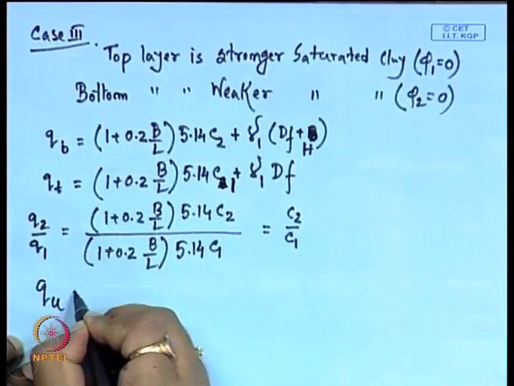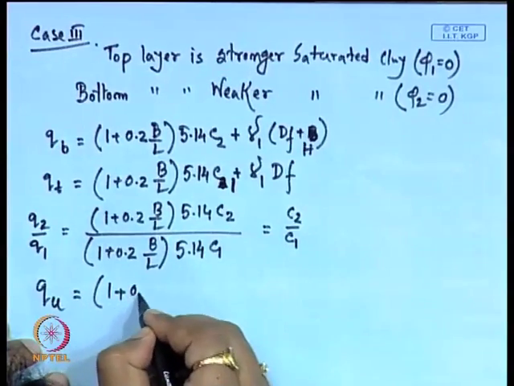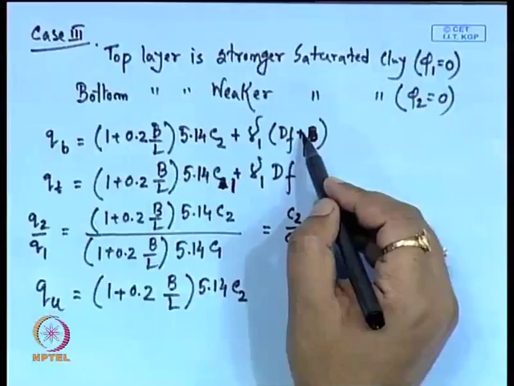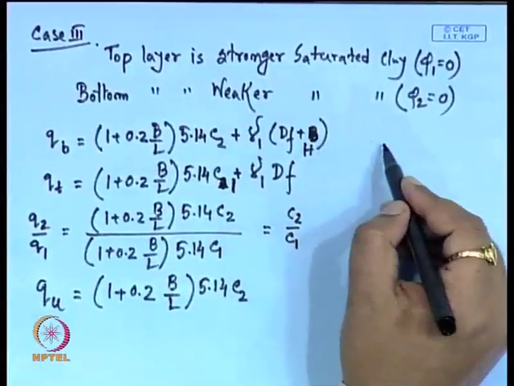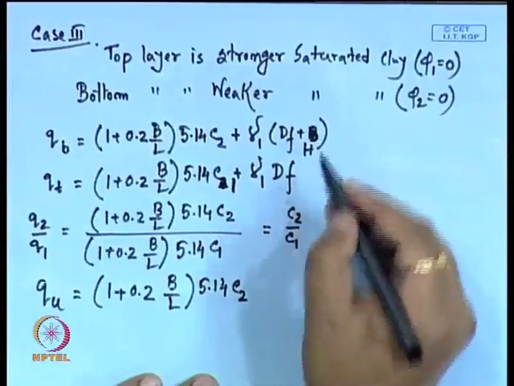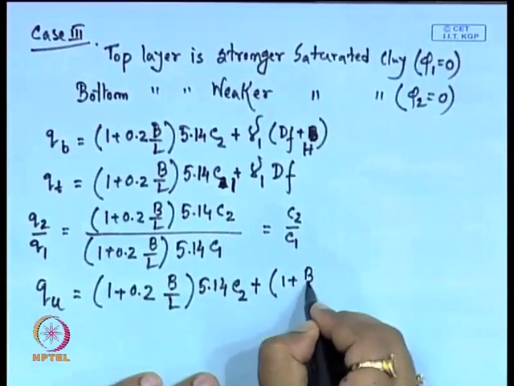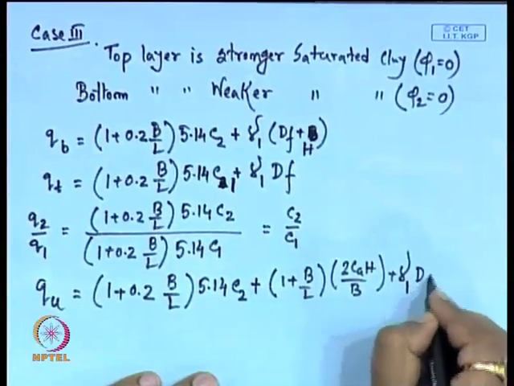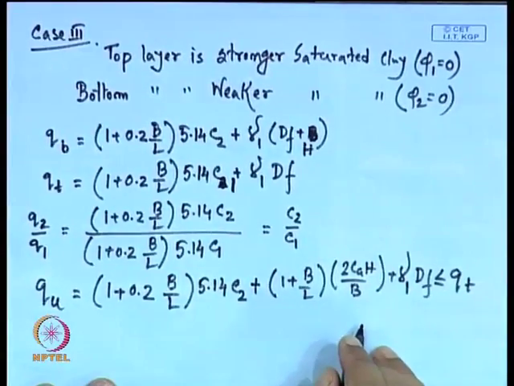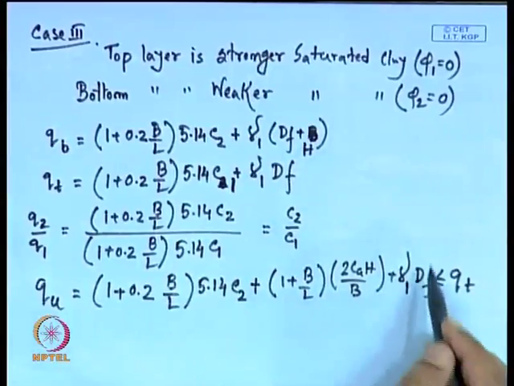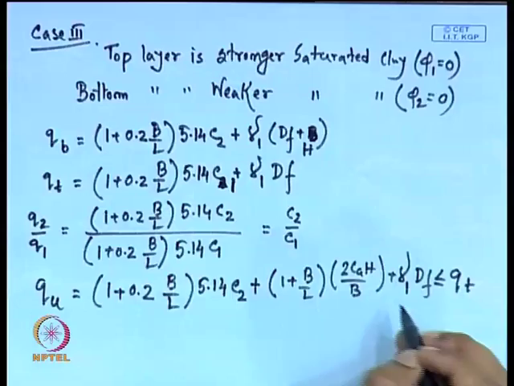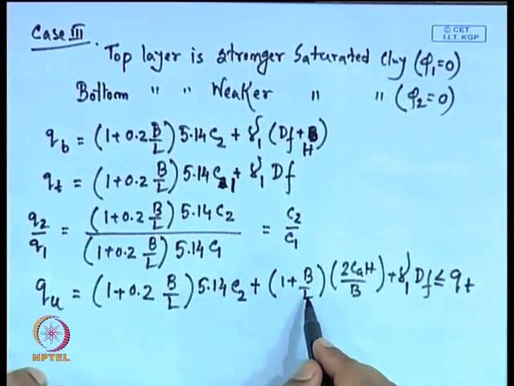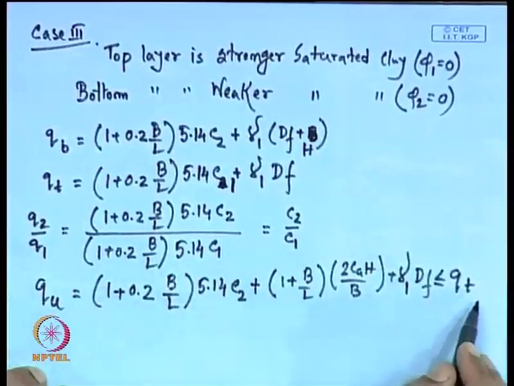So, now ultimately the q u, that will be the q b expression is 1 plus 0.2 B by L to 5.14 C 2. Again, this gamma 1 D F plus gamma 1 H is present, and one is minus gamma 1 H. So, both are cancelled. So, only gamma 1 into D F will be present. So, now plus 1 plus B by L, 2 C a H by B, plus gamma 1 D F, that is less than or equal to q t, because as this phi 1 is also 0, that general term, that tan phi 1 will be 0. So, that part is gone. So, only this part will be present. So, this we can write in this form for the rectangular footing.